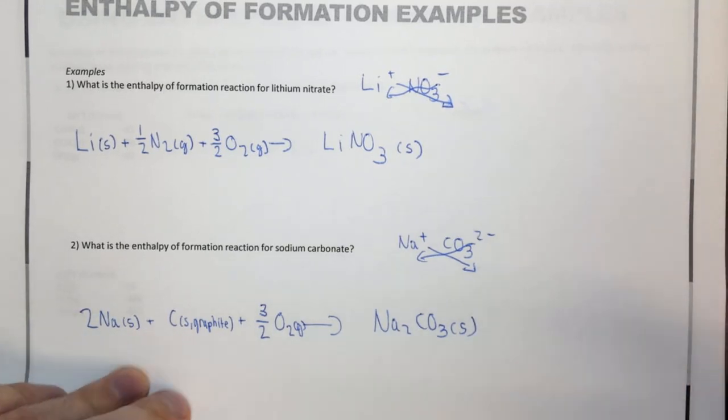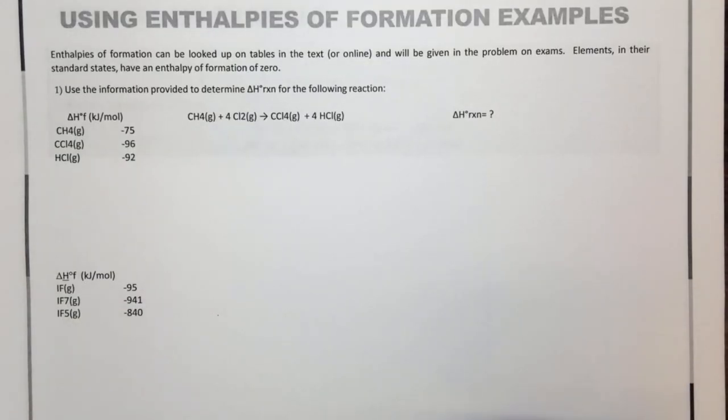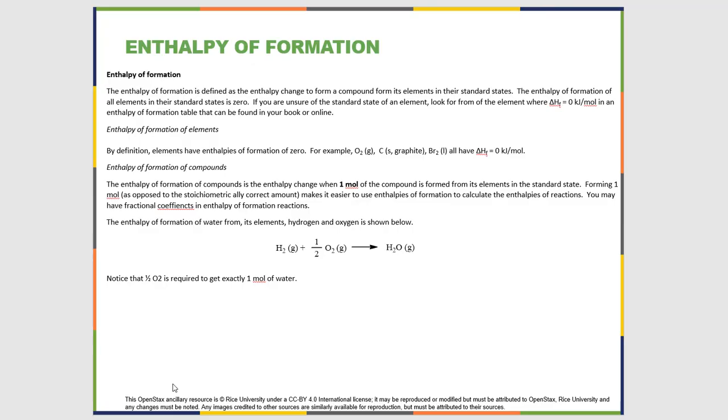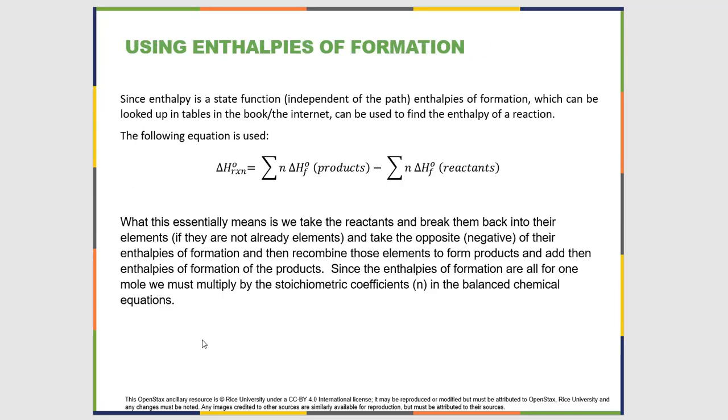Now that we've seen enthalpy of formation reactions, let's see how we can use enthalpy of formations and the fact that enthalpy is a state function in order to determine the enthalpy of other reactions. And the real convenience that we have here is that basically we have this reaction. And this is the enthalpy of a reaction equals the summation of N, the number of moles, times the enthalpy of formation of the products, minus the summation of N times the enthalpy of formation of the reactants.